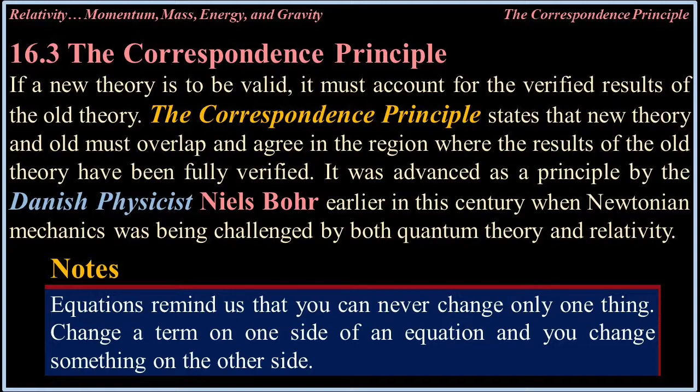16.3. The Correspondence Principle. If a new theory is to be valid, it must account for the verified results of the old theory. The Correspondence Principle states that new theory and old must overlap and agree in the region where the results of the old theory have been fully verified. It was advanced as a principle by the Danish physicist Niels Bohr earlier in this century, when Newtonian mechanics was being challenged by both quantum theory and relativity.